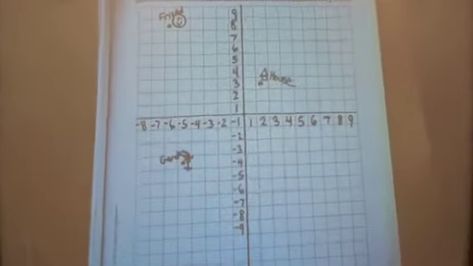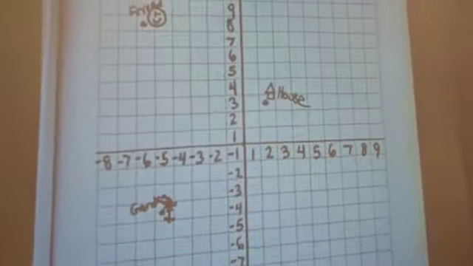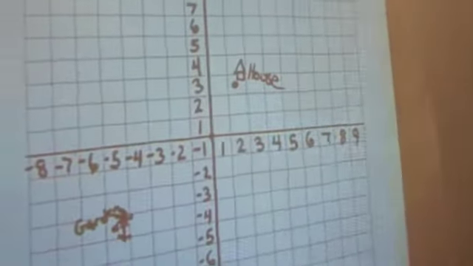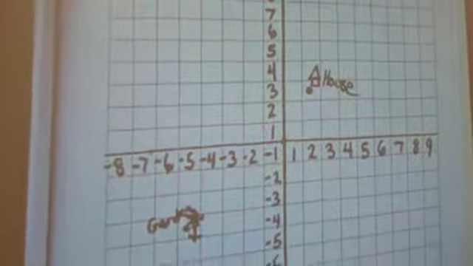Okay, so for our warm-up, we have, what is this thing? What is this called? I see numbers, I see lines, I see a house and a friend and a garden. What is this called? Jeffrey, what is this called? A coordinate plane. Coordinate plane, good.